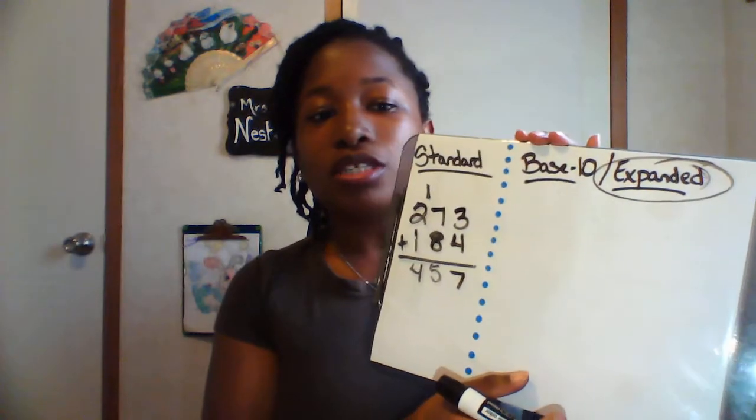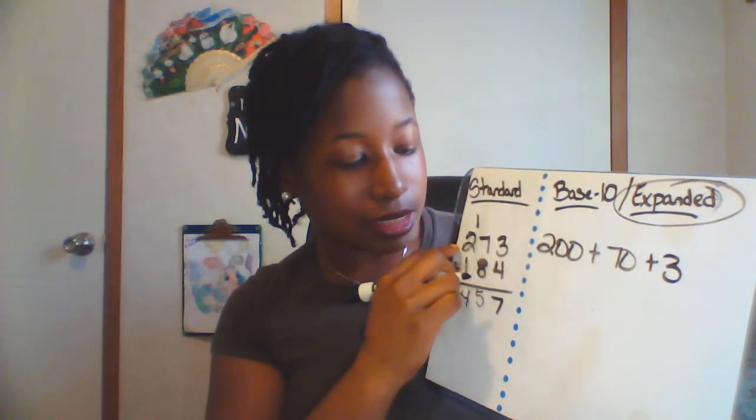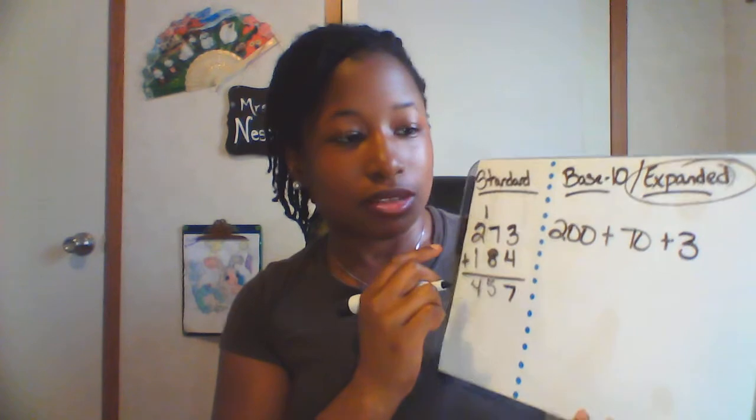Now we're going to take a look at it with expanded form. Which again, it does work. Takes a little bit of time to get used to it, but it does work. So, looking back at how to do this with expanded form. We have 200 plus 70 plus 3. That is the same as 273.